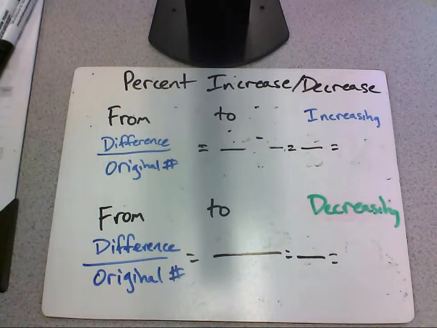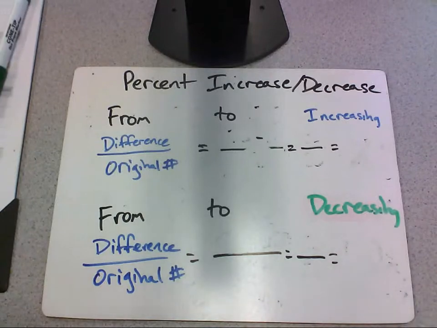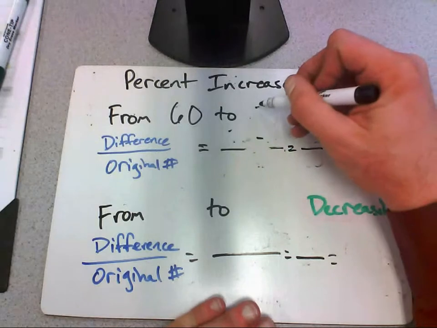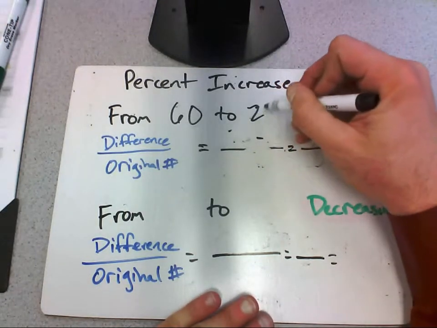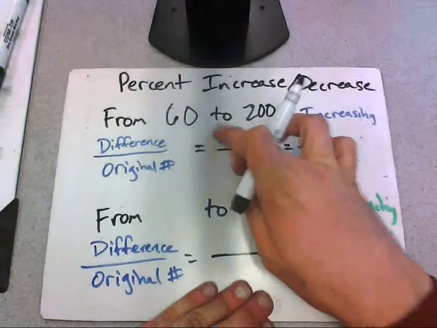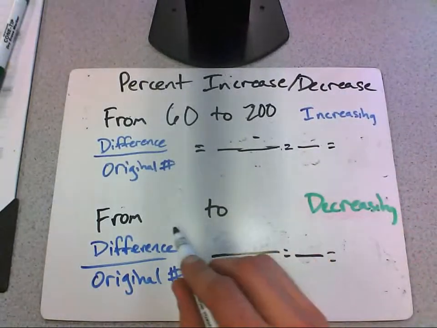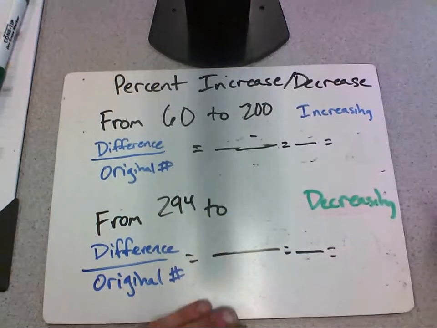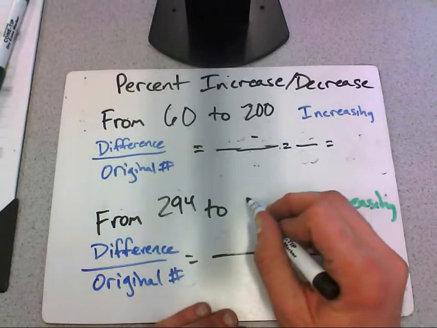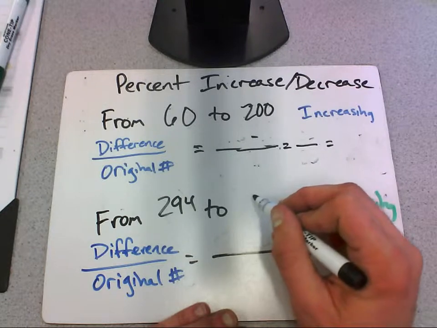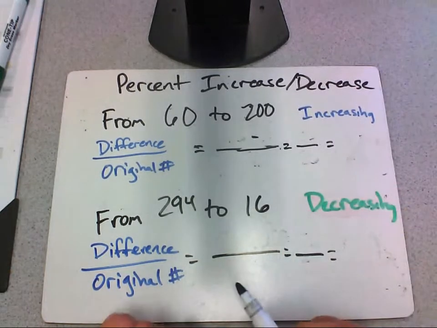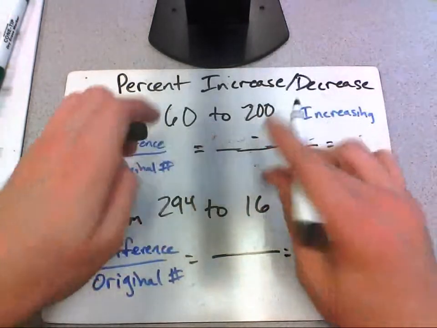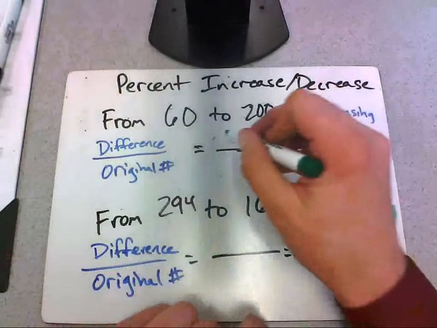So let's go from, how about 60 to 200? Why not? 60 to 200, and from 294, let's get rid of the clean numbers, 294 to 16. Let's be mean about it. So find the difference between the two. Let's color code this a little bit better to help you out.